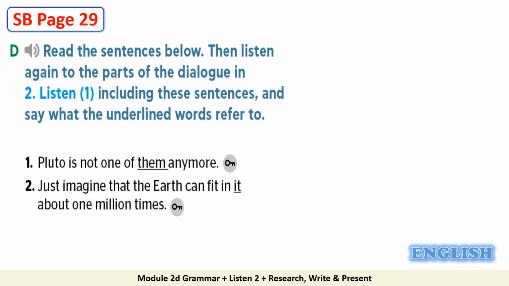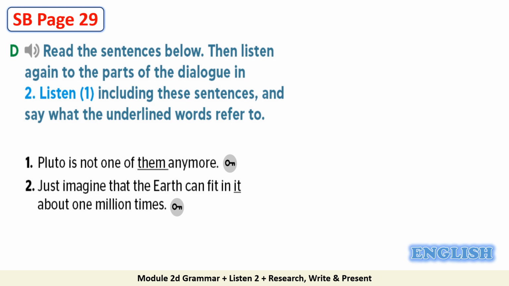Now move to task D. Listen to the instructions and work it out. 3. Grammar. D. Read the sentences below. Then listen again to the parts of the dialogue in 2, Listen 1, including these sentences, and say what the underlined words refer to. 1.